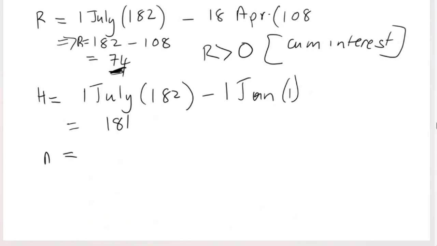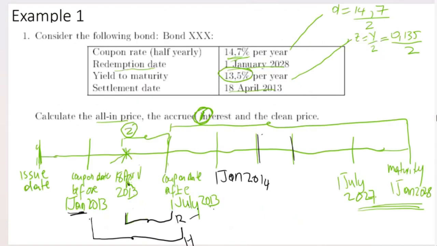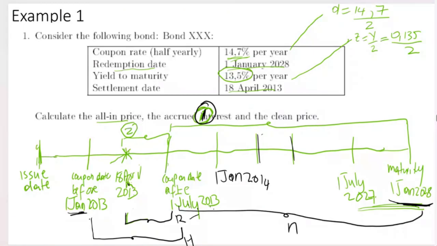So how do you calculate your N? You look at your N in this form. Our N is these days. 1st of January is the start of the first period, the annuity period. Your N is this period. I should have written this. When this is your R and your H, this is your N. Your N is 1st of January to 1st of July 2013.